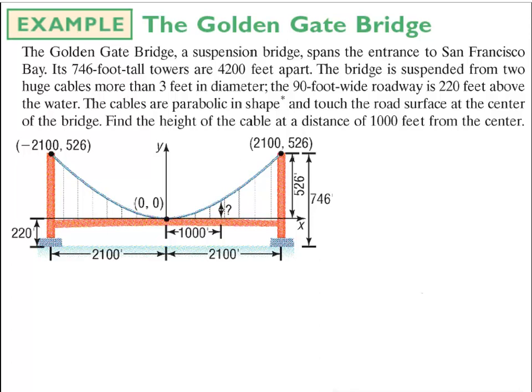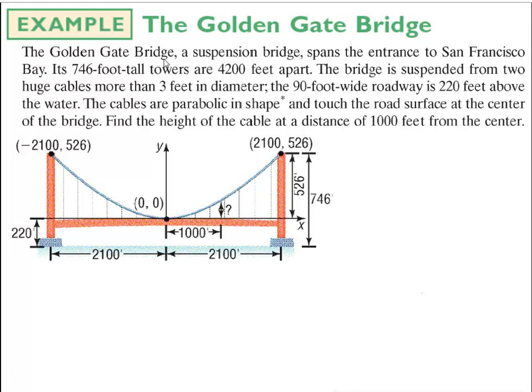It says the Golden Gate Bridge, a suspension bridge, spans the entrance to San Francisco Bay. Its 746-foot tall towers are 4,200 feet apart. The bridge is suspended from two huge cables more than 3 feet in diameter. The 90-foot wide roadway is 220 feet above the water. The cables are parabolic in shape and touch the road surface at the center of the bridge. Find the height of the cable at a distance of 1,000 feet from the center.